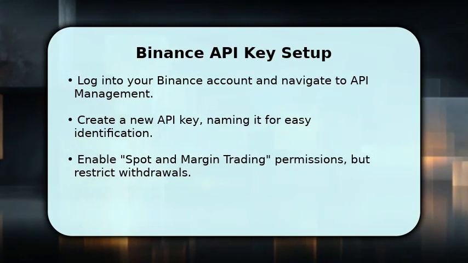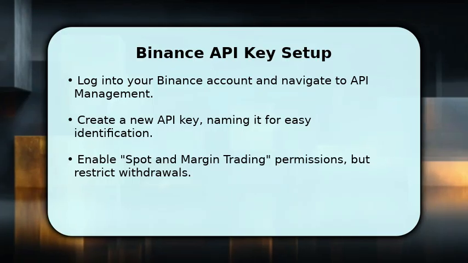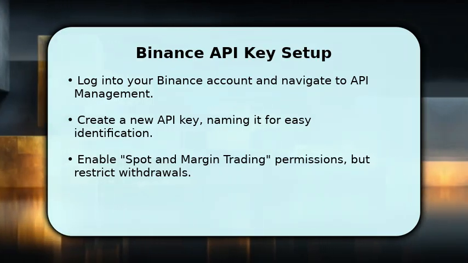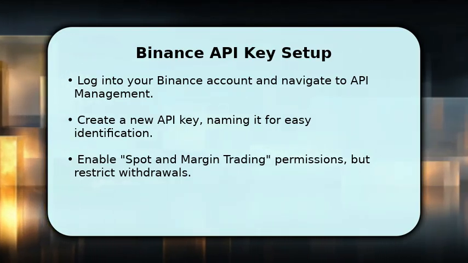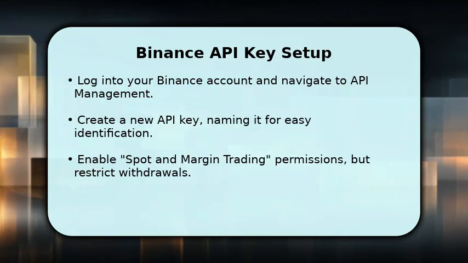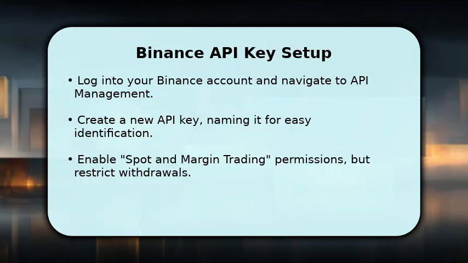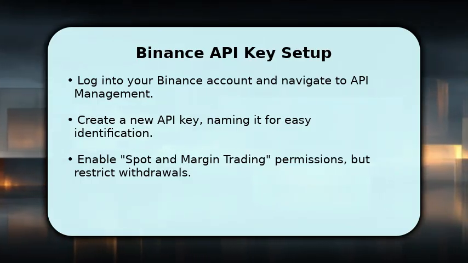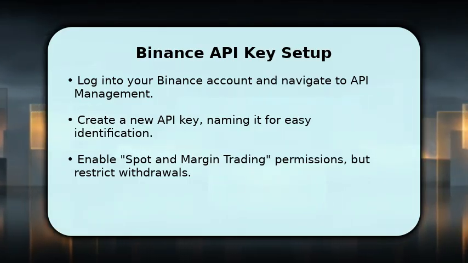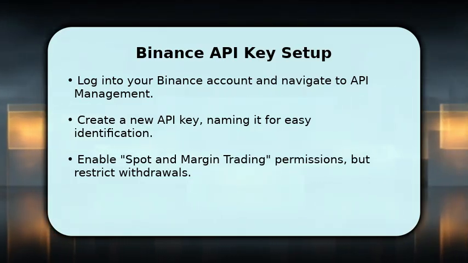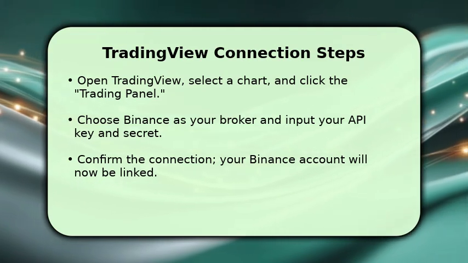Now, let's generate your API keys on Binance. Log into your Binance account and find the API management section. Create a new API key, giving it a clear label like TradingView Connection. It's crucial to enable spot and margin trading permissions, but for security, never enable withdrawal permissions for this key. Copy both the API key and the secret key immediately, as the secret key is shown only once. Keep these secure.